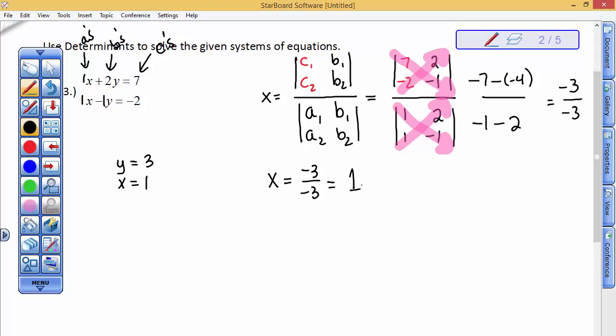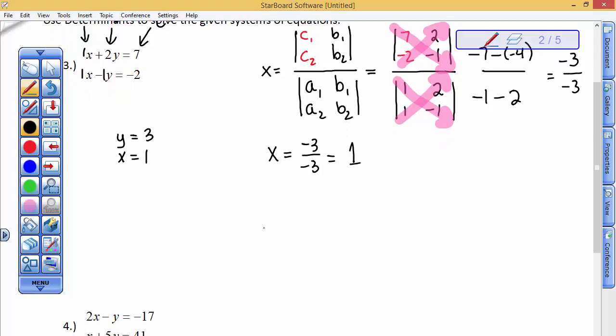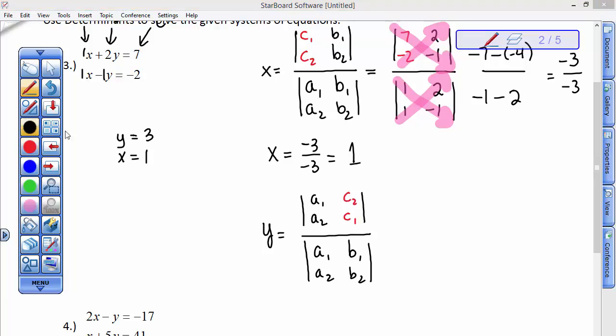I could now just take that answer and put it back into one of these to solve for y, but I want you to know that Cramer determined that y can be found by having the same denominator, a1, a2, b1, b2, but when solving for y, the first column comes up and the second column is the constants. So I don't need to do the calculation for this denominator. It's the same as it was before.